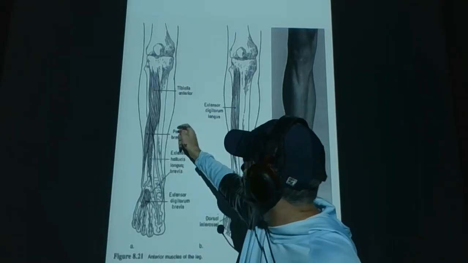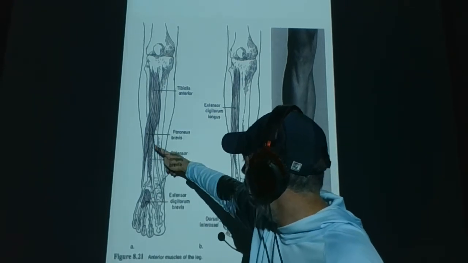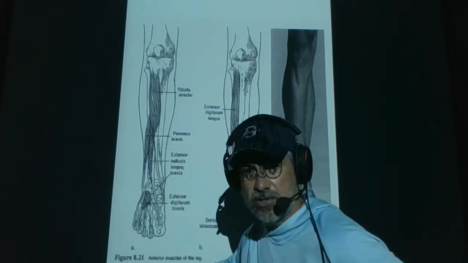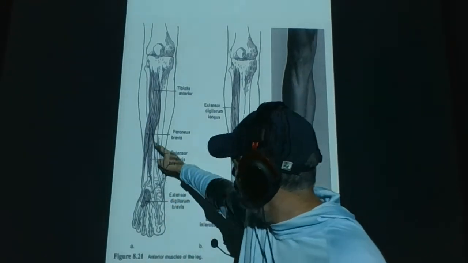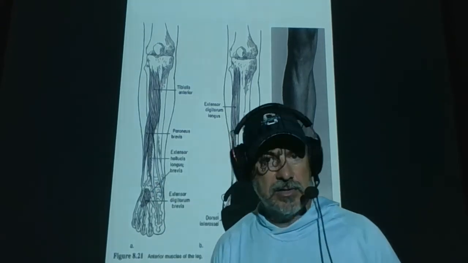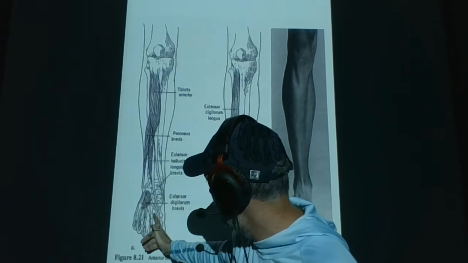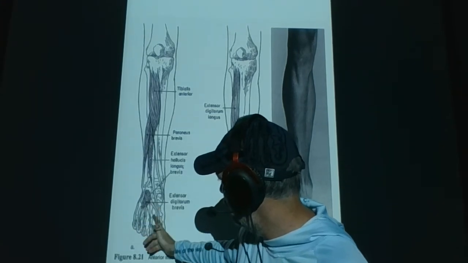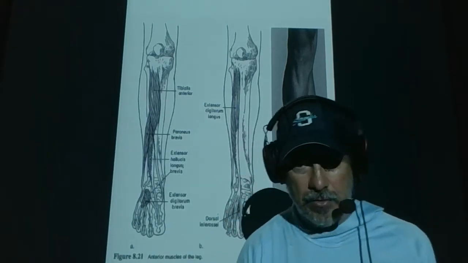Next, we're going to go to our extensor hallucis longus, okay? It's a big toe extensor. This is an extrinsic muscle crossing the ankle joint anteriorly, so it's going to be a dorsiflexor. It's on the medial side of Mama Piggy and her first baby, so it's going to be a dorsiflexor inverter.